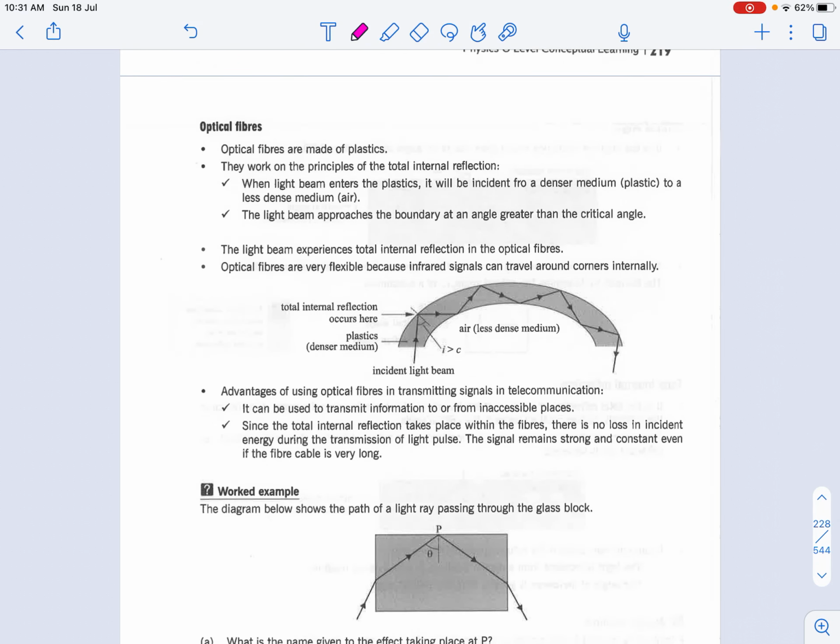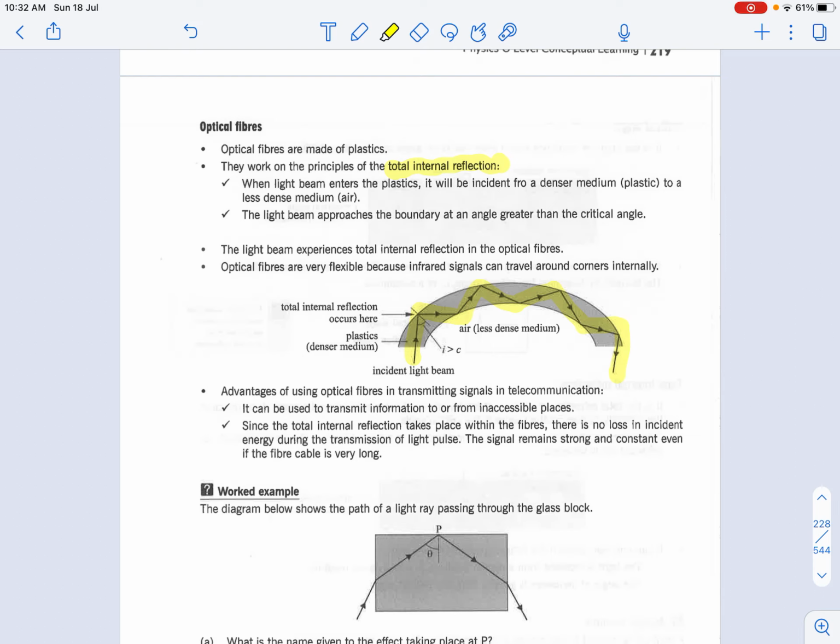Okay. Next, we look at optic fibers. So optic fibers are made of plastic and work on the principle of total internal reflection. So in this case, you have multiple internal reflections to help pass the light ray or your information and things like this. When a light beam enters the plastic, it will be incident from a denser medium to a less dense medium, and it approaches the boundary at an angle greater than the critical angle. So they are very good because these optic fibers are very flexible, and their signals can travel around corners internally.